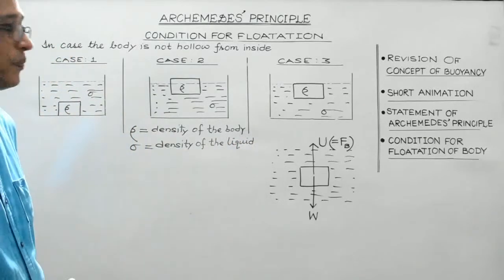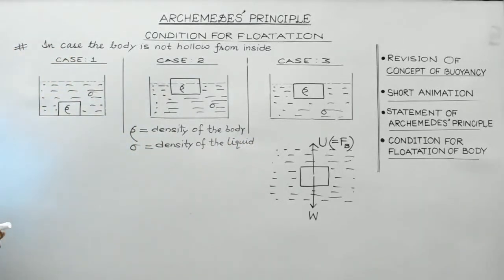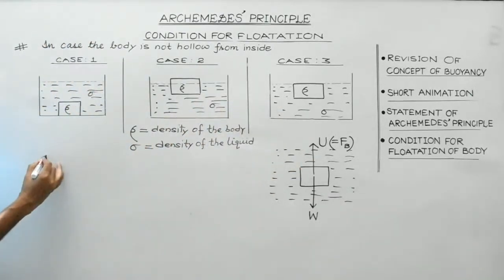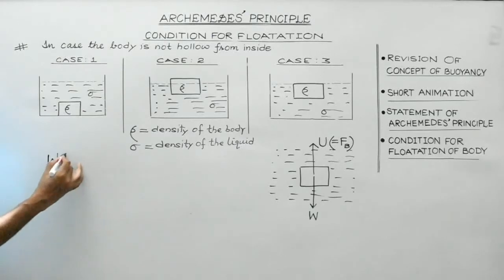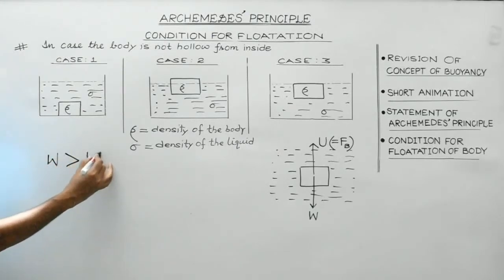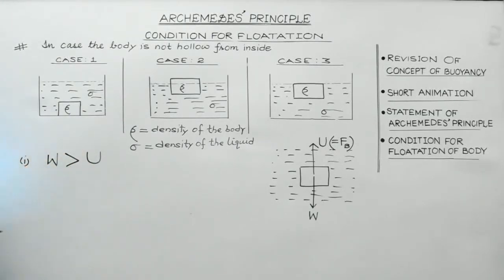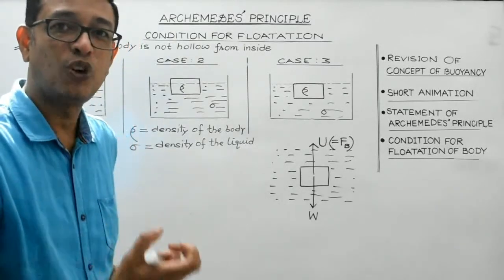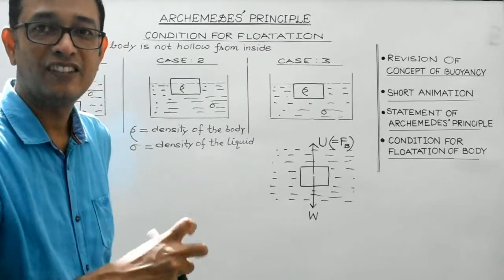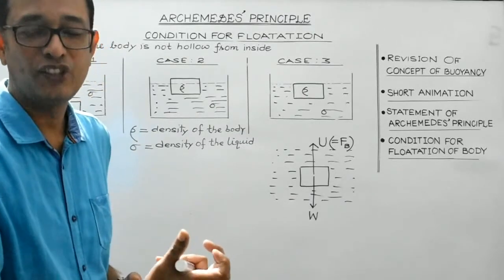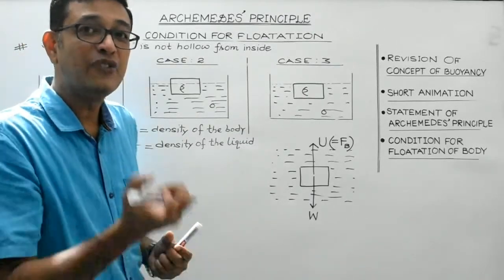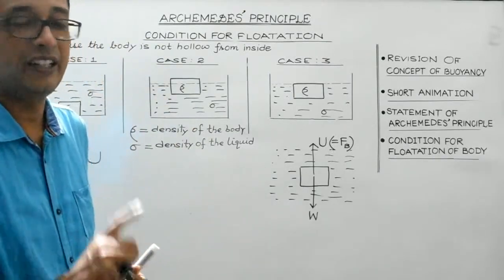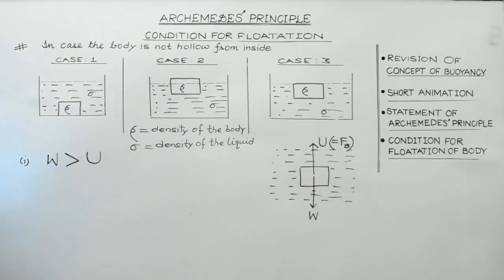Right students? Here in this case, obviously the body sinks, therefore W must be greater than the upthrust. This is the first case. Body will sink only when the weight of the body is greater than the upthrust. That is, the weight of the body is greater than the weight of the liquid displaced by the submerged portion of the body. It is only then the body will sink.